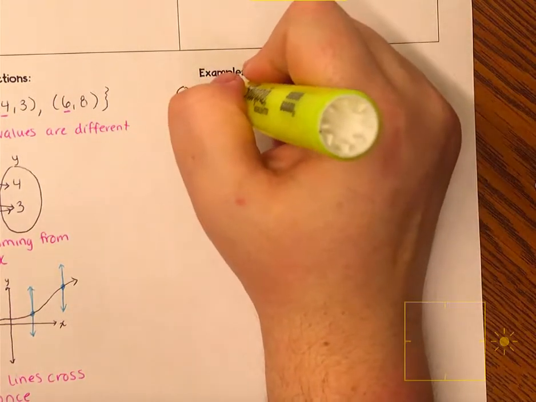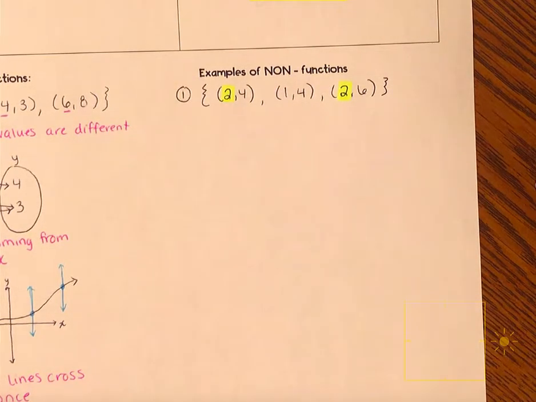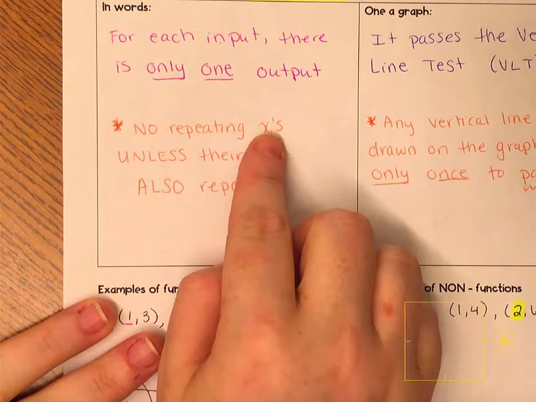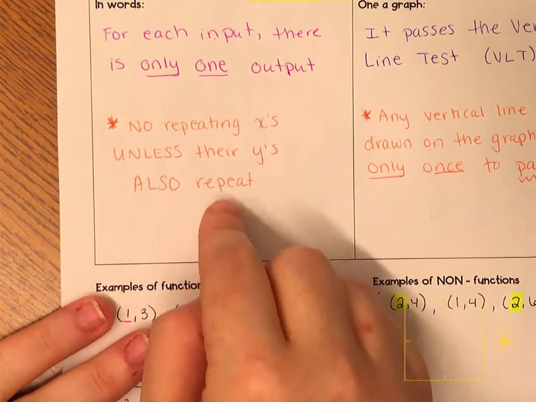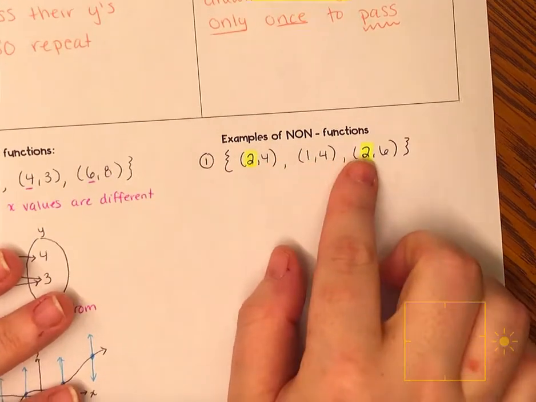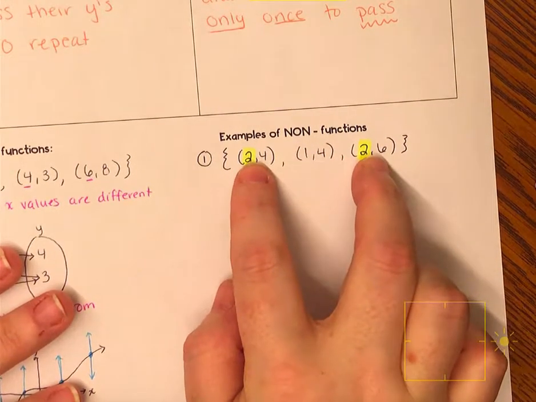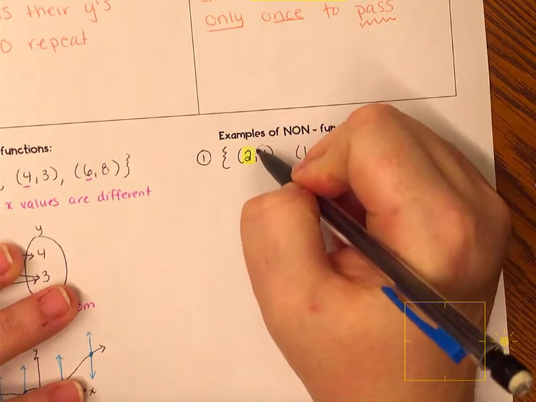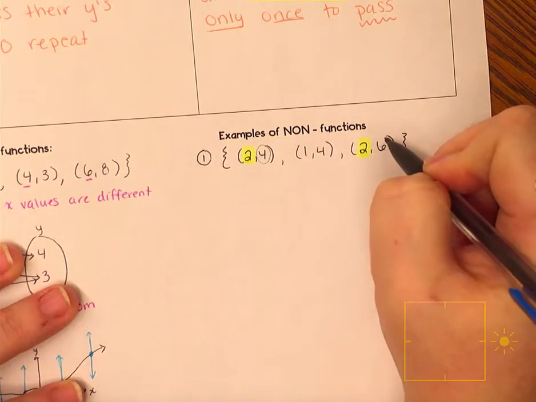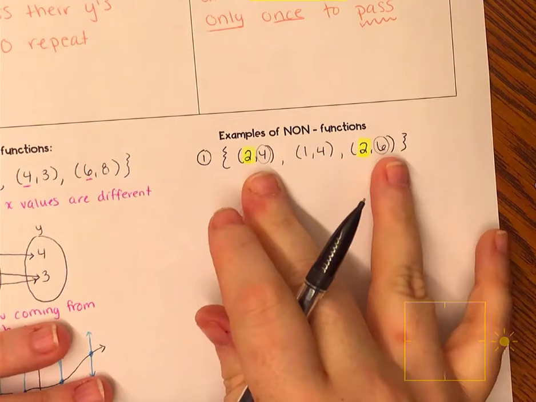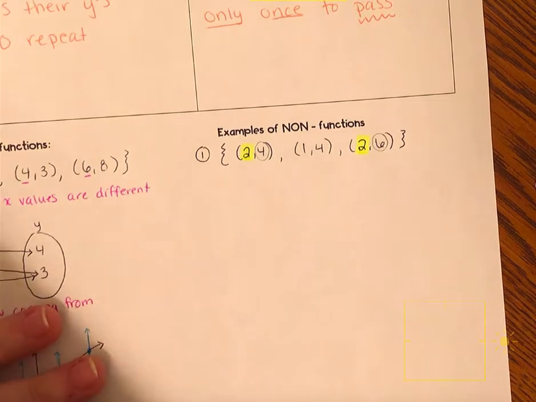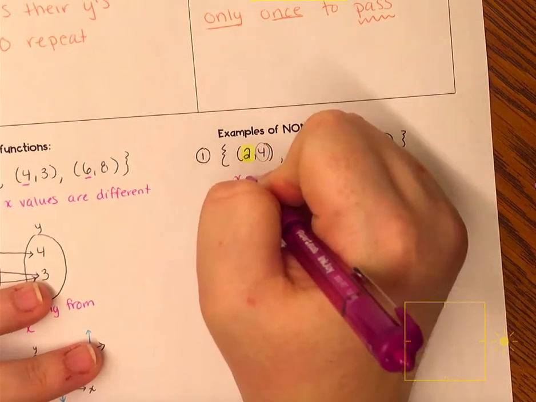The x value of 2 happens twice, but that does not automatically mean it's not a function. What we have to do is we cannot have repeating x's unless their y's also repeat. So we want to know why this is not a function. If we look at these two x values, we also have to look at those specific y values. My first y value is a 4, and on the other one, my y value is a 6. These y values do not repeat along with the x's, so that is why it is not a function.